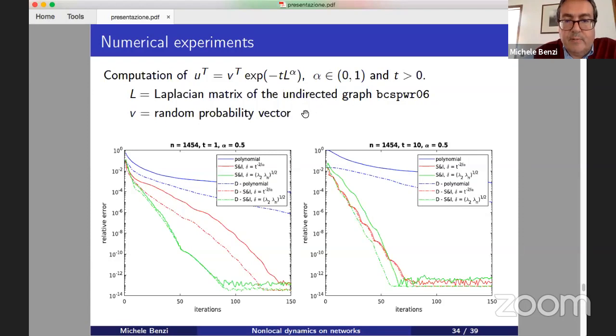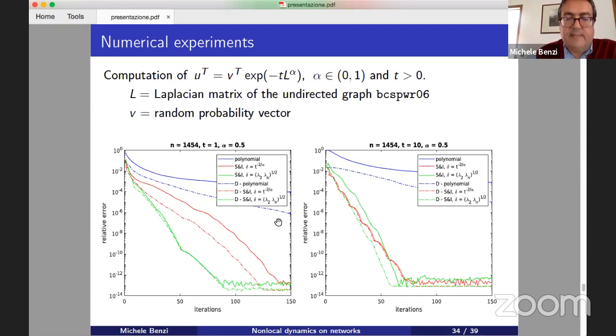We started with a random probability vector, and then we compute for alpha equals 0.5 this matrix exponential times this vector, for t equal 1 and t equal 10. So the first thing to see is that the polynomial approximation is very bad, with or without the singularization. Removing the singularity helps, but it's still very slow convergence.